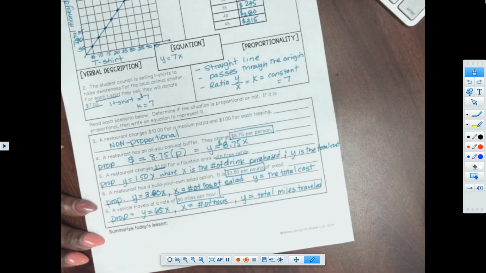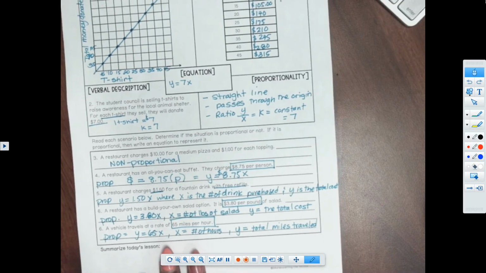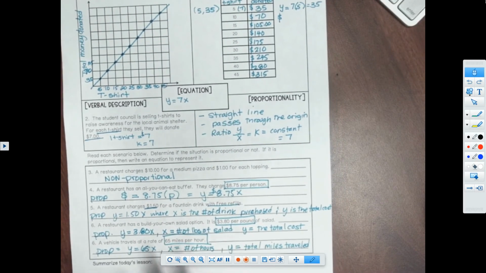I hope this video helps you to connect the 2 or 3 topics together. Stay tuned for any other assignments that come up. Please make sure that you do your IXL. Please make sure that you do the video quizzes that are associated with all videos. And then if you have any questions, please reach out to me.